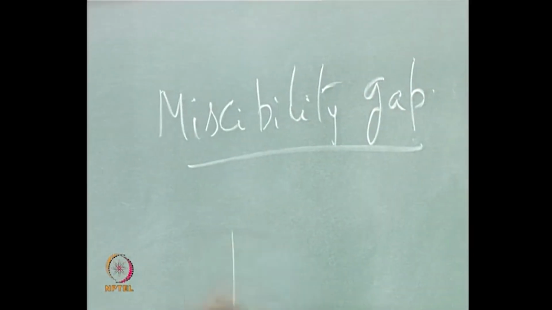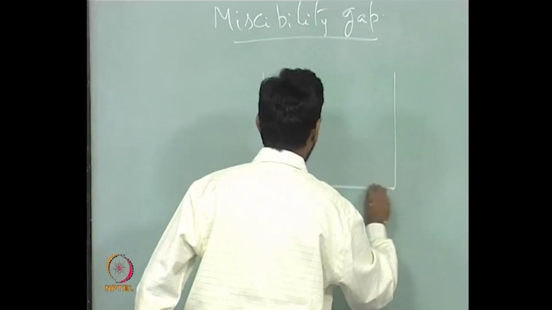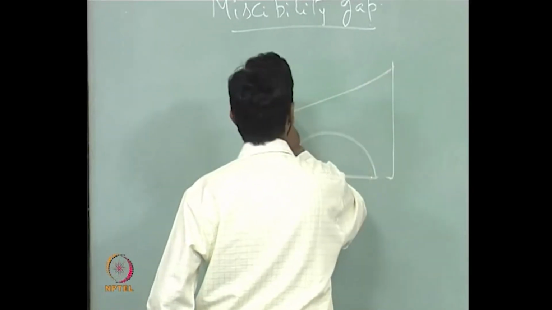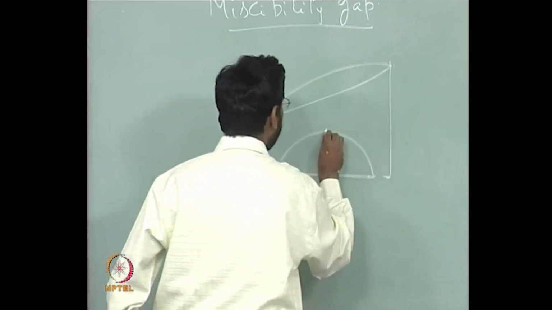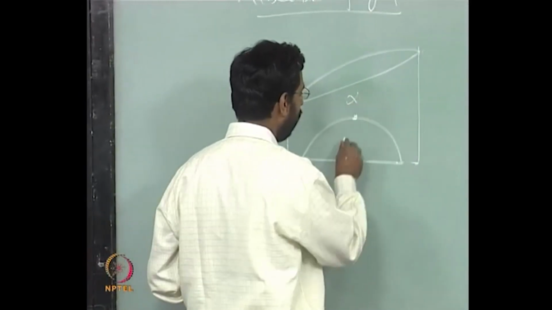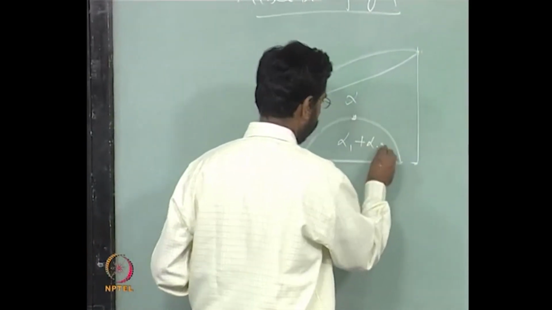we are looking at this phase diagram and we are interested to find out this. What is the temperature at which the miscibility gap closes? That means the temperature above which you have single phase alpha, below which you have alpha 1 plus alpha 2.